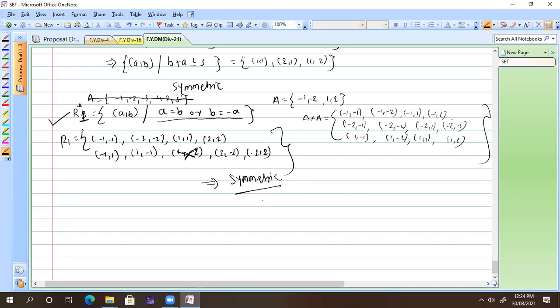Okay. Any one more example? Let me check it out. I don't want this one. This one it's okay. I don't want that one also. You can take +1 also, no problem.